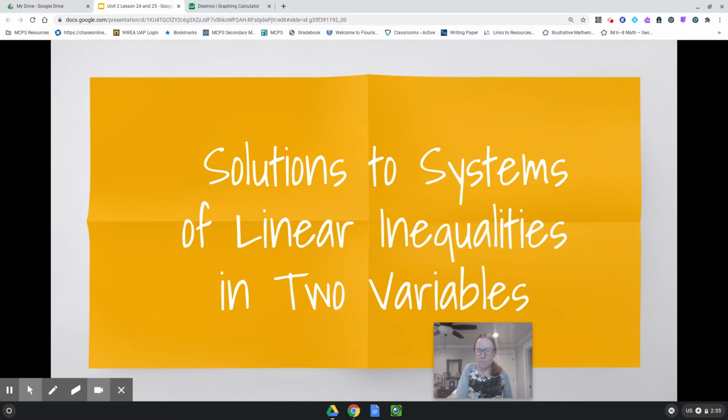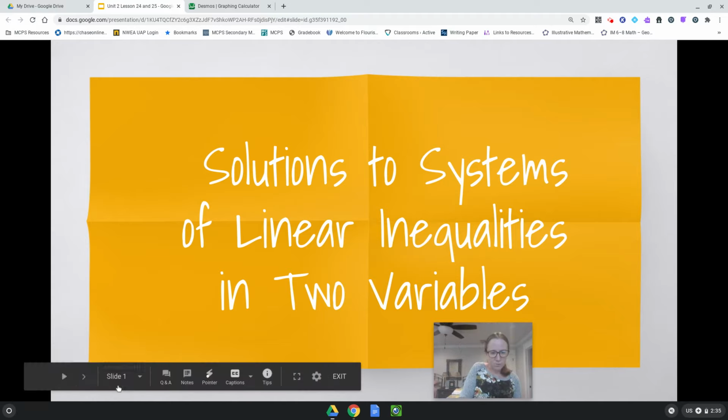Hi, everybody. We have made it to the end of Unit 2. We're on our very last little topic, which is really just an extension of what we've already been doing. We are going to talk about solutions to systems of linear inequalities in two variables and look at how to graph to find those solutions.